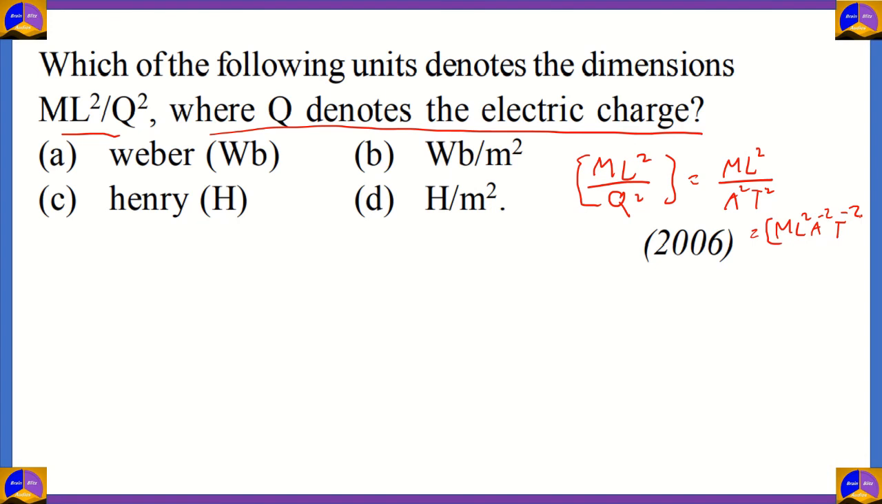So this is the actual dimensional formula of the quantity which we have to find out, that is represented as ML squared by Q squared. So this is the actual dimensional formula, ML squared A raised to minus 2 T raised to minus 2.